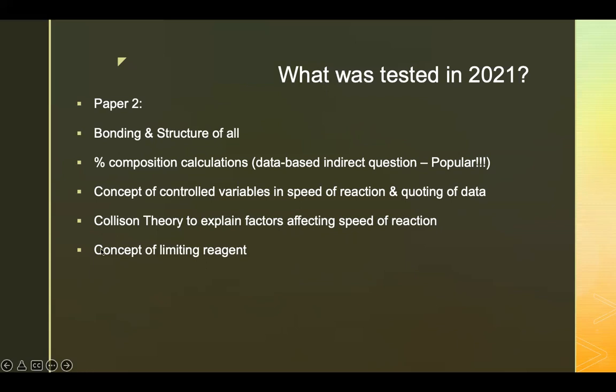And this type of question, percentage composition calculation, the data-based indirect question is super popular. So other than combining two half equations to form the equation, or combining 2 or 3 equations to form an equation, this is the next popular type of question that seems to appear in recent papers, where students are given, let's say, data, and they're supposed to verify which compound this belongs to based on the data. So they're supposed to do some calculation on percentage composition in this case, and from there they deduce what it could be.